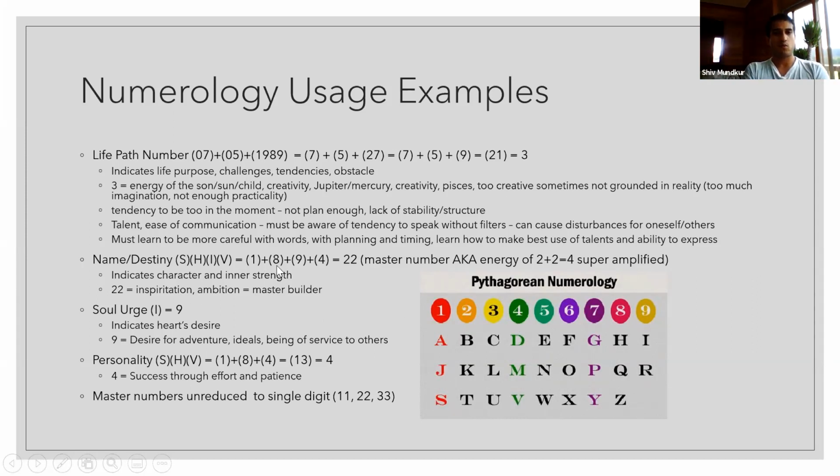So you have 1 plus 8 plus 9 plus 4, which is 22, which would reduce to the number 4. But with the number 22, we don't reduce it, because it's what's known as a master number, and we're going to go over what that means. 11, 22, and 33 are the numbers that you don't have to reduce down to a single digit, and we'll again go over why.